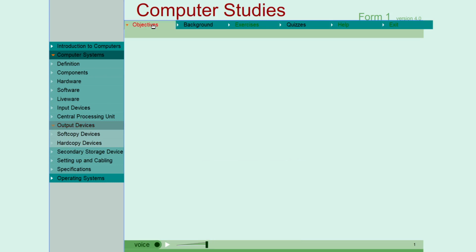By the end of this lesson, you are expected to describe soft copy and hard copy output devices.